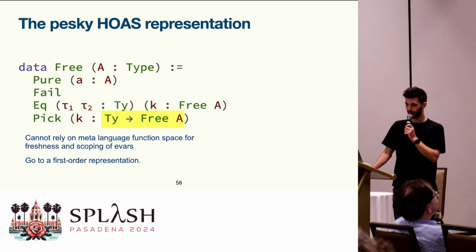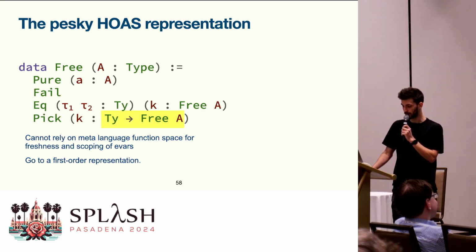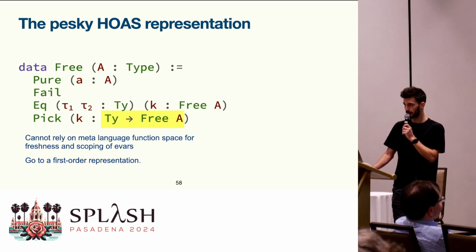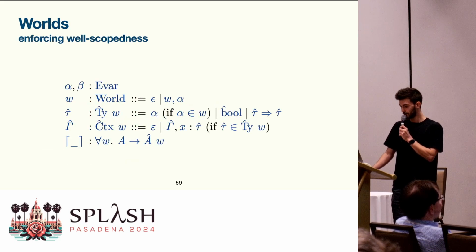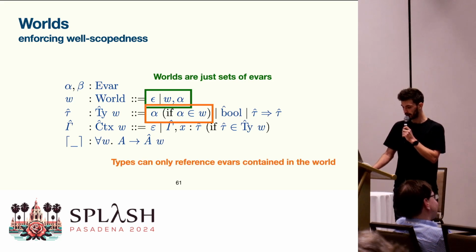So it turns out using this function space of the meta language for modeling the pick operator is kind of cheating, because you're using a higher order abstract syntax to sort of hide the freshness and hide the scoping of existential variables. So instead, we do what a lot of people do nowadays, which is use Kripke indexing. So we have worlds where we explicitly track the variables that are in scope, and then we restrict types which are now indexed by a world to only be allowed to index those type variables that are in scope.